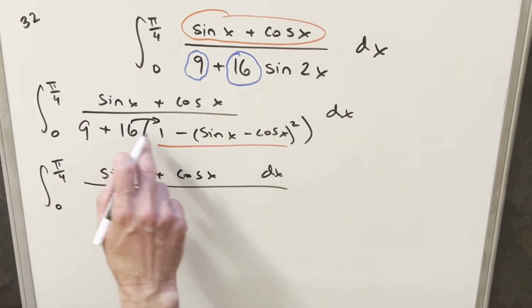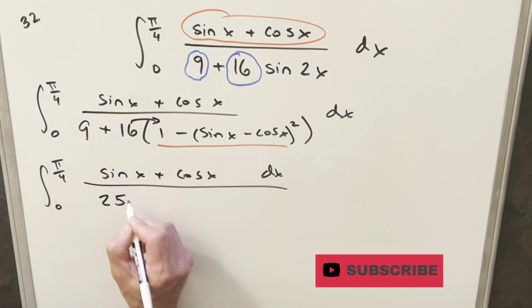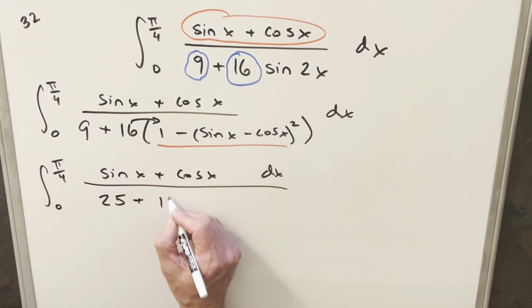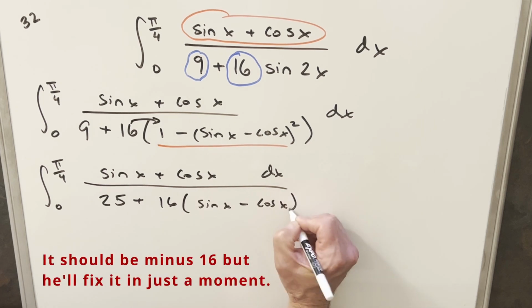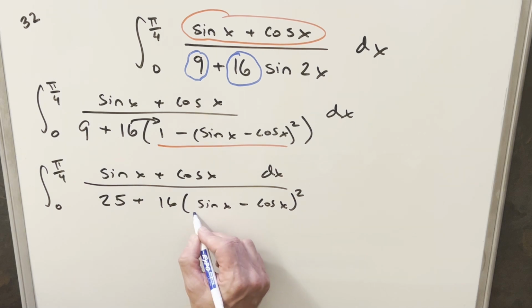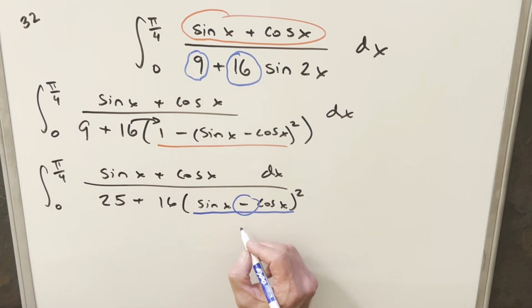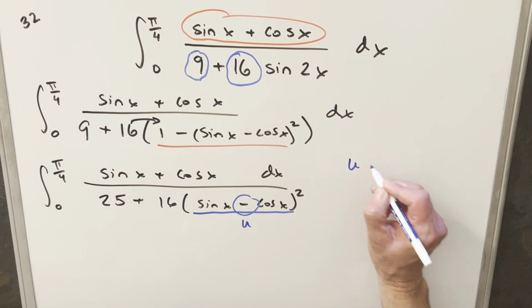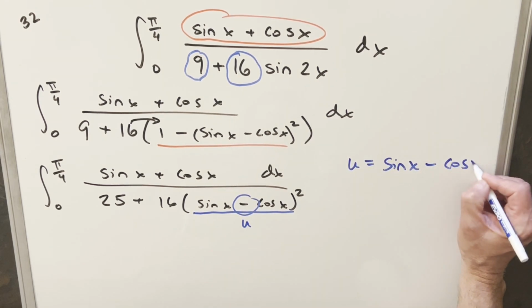For the first part, we multiply in 16, we get 16, we add that to 9, and we have 25 for the first term here. Then we distribute in 16, and we have 16 times (sine x minus cosine x) squared. At this point, I think we can see why I wanted to use sine x minus cosine x instead of sine x plus cosine x, because what I want to do here is a u substitution. I'm going to make u equal to sine x minus cosine x.